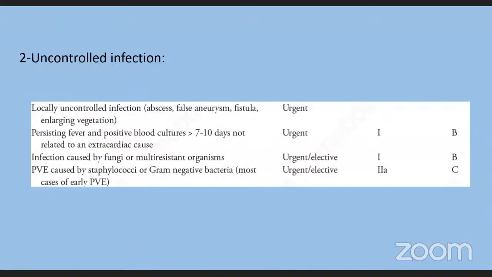The second indication for surgery is uncontrolled infection. This includes formation of abscesses, false aneurysm, fistula, enlarging vegetation, or persisting fever and positive blood cultures for more than 7 to 10 days not related to extracardiac causes, infection caused by fungi or multi-resistant organisms, or prosthetic valve endocarditis caused by staphylococci or gram-negative bacteria.